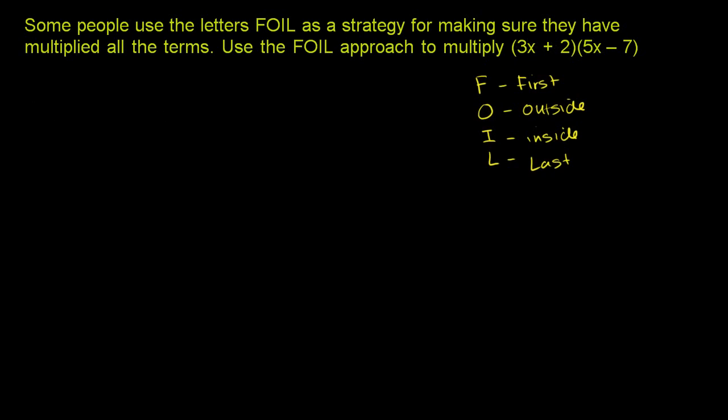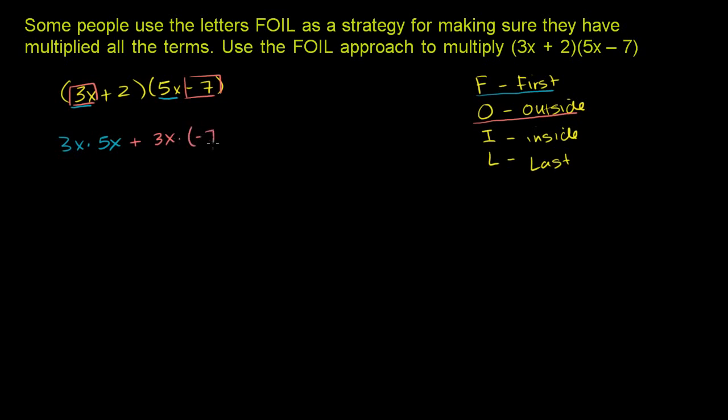So we have 3x plus 2 times 5x minus 7. So we're starting with the first. We're starting with the F. We have to multiply the first terms in each of the binomials. So that's going to be 3x times 5x. Then we do the outside terms. So that's going to be the 3x times the negative 7. So this is going to be plus 3x times negative 7.